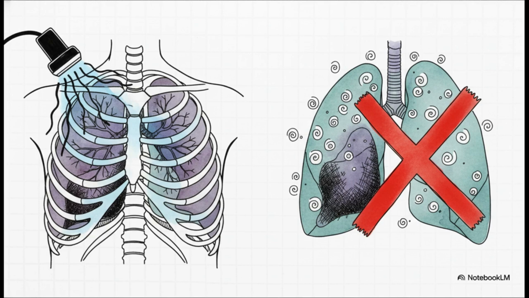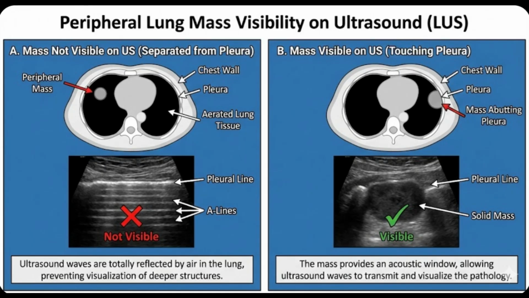You have to remember, normal, air-filled lung is basically kryptonite for ultrasound. The sound waves hit that air and just scatter into nothing. It's an impenetrable wall. This means you could have a ginormous tumor in the middle of the lung, and you'd see absolutely nothing if it's surrounded by healthy lung. To be seen, it must be touching the pleura. No exceptions.